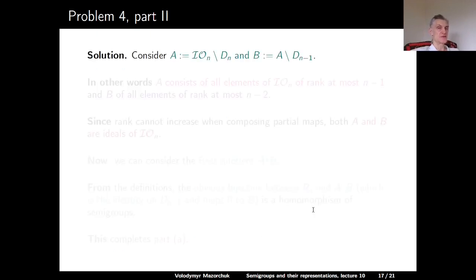Solution. Consider first the set A, which we define as ION minus D_n. So we throw away the identity from ION.